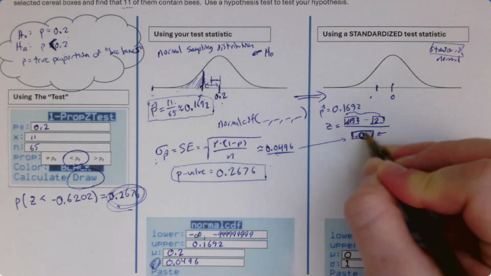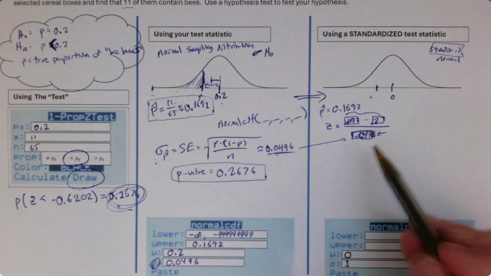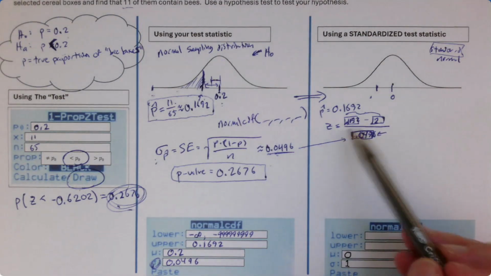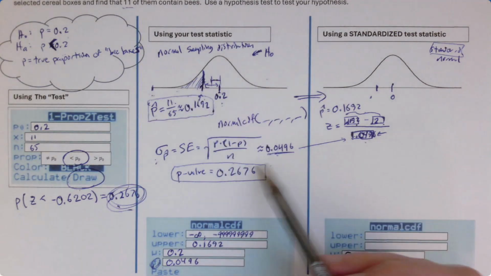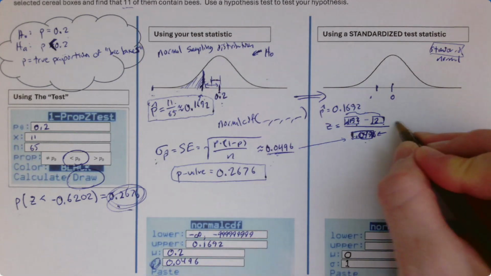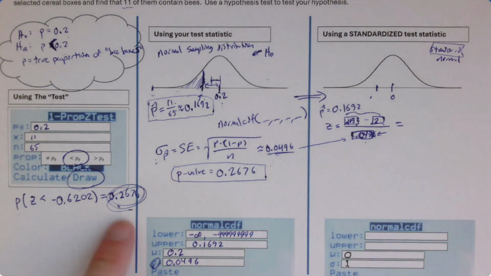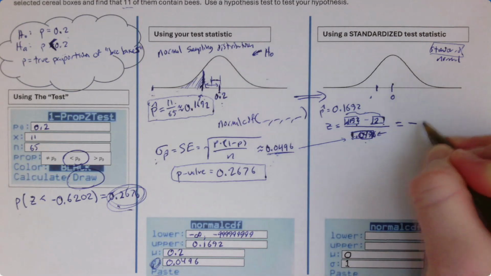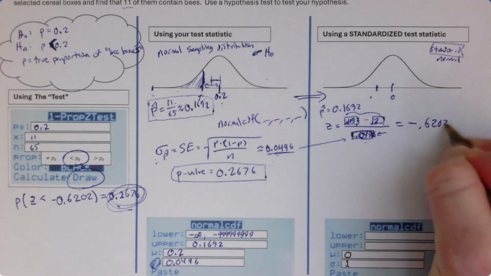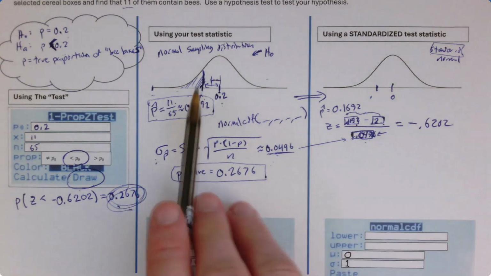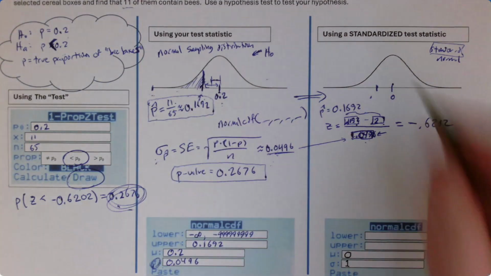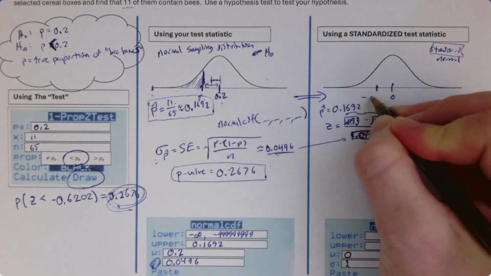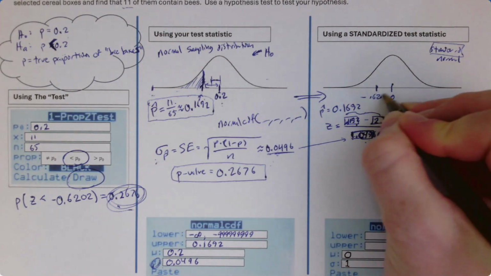So 0.0496. Again, it's nothing new about z-scores. It's your result minus the center over the spread. The only difference is now the spread of the curve is a standard error. So the z-score is the same thing that the menu reported over here. The z-score is negative 0.6202, which should make sense because our result is to the left of the mean, and so the z-score should end up being negative.